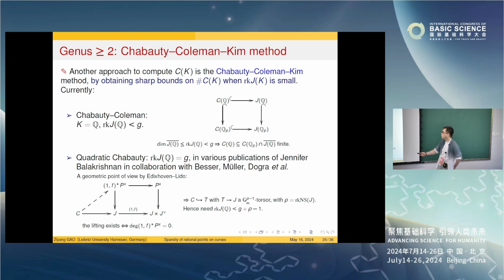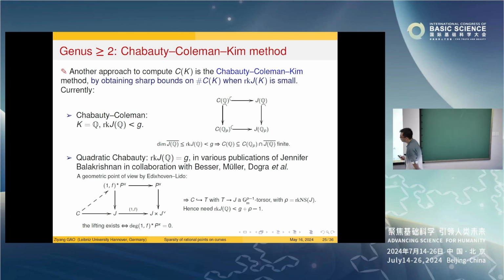You can't work over an Archimedean place. And if the rank is smaller than g, then the dimension here is smaller than g. So here you have something of dimension g, here you have something of dimension smaller than g, and you have something of dimension 1. They are unlikely to intersect, and the intersection will be a finite set. And C(Q) is inside this finite set. So this is how we get finiteness. And this approach can be made effective by Coleman. Okay, so this is why we need the rank to be small. This is also how people can prove the finiteness of rational points when the rank is small.